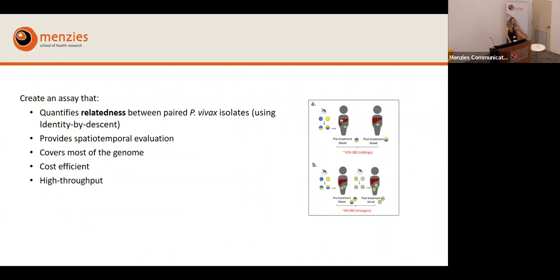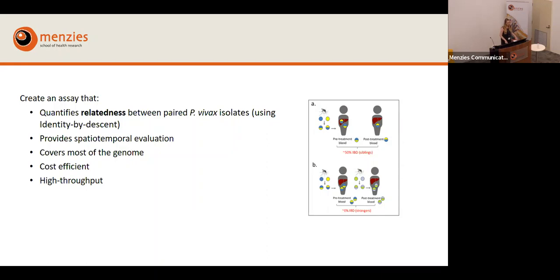So we were interested in creating an assay that can quantify the relatedness between paired P. vivax isolates using identity by descent. If you imagine it in this way, if you have a completely new infection, you would think that the genetic profile of that infection is possibly quite different to the first one. So they'd be strangers. They wouldn't be genetically the same. If you have a treatment failure, you would assume that they would be kind of the same, because it's the same sample basically that just didn't get cleared out. And if you have a relapse, we assume that they're going to be siblings. So they're genetically somewhat similar.